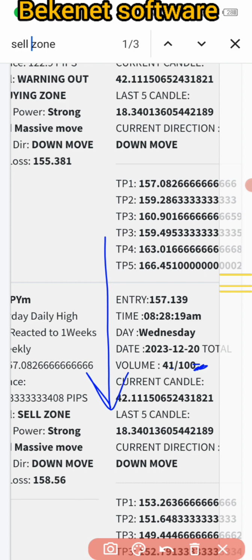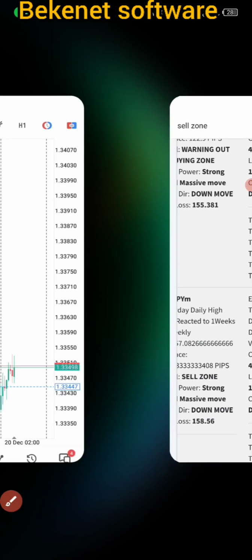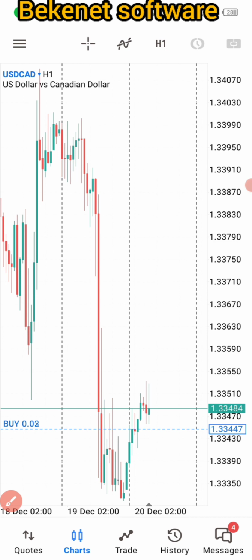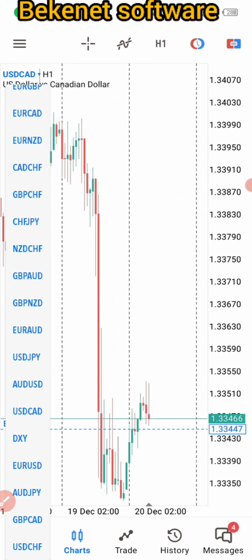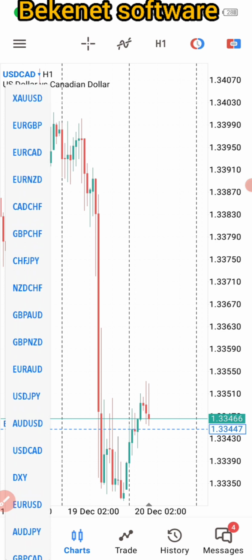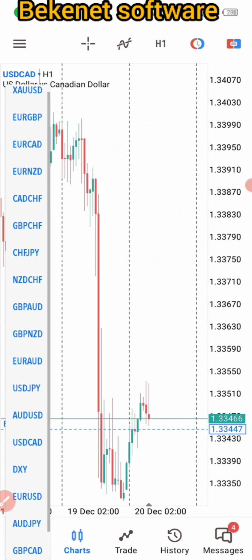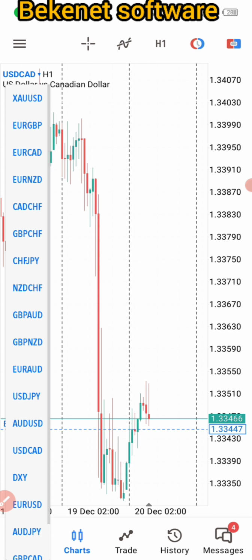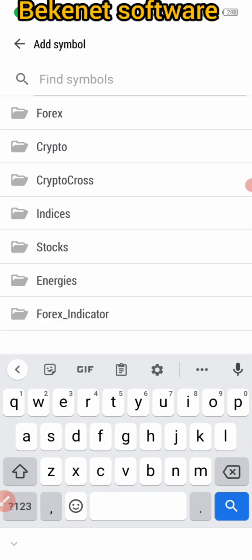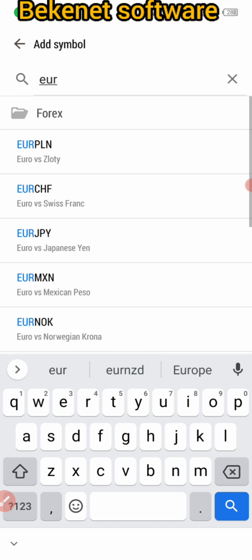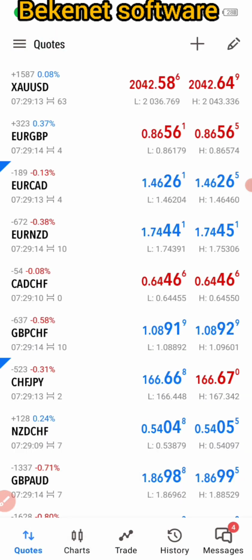Do you understand? Let's look at Euro JPY. Let's see what's going on there. Let's see if I have it here. I don't have it here. Let me add it up.